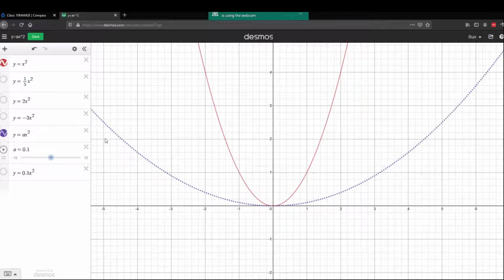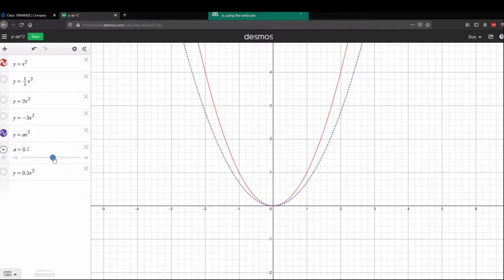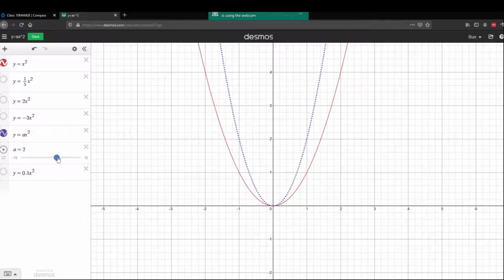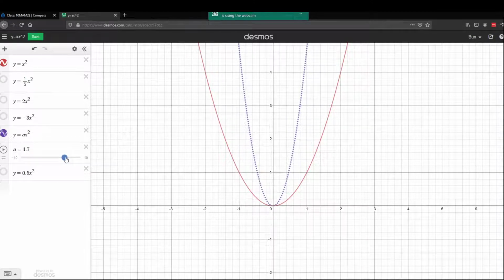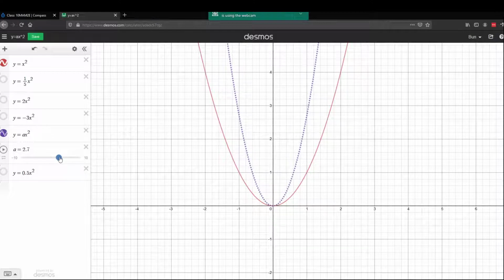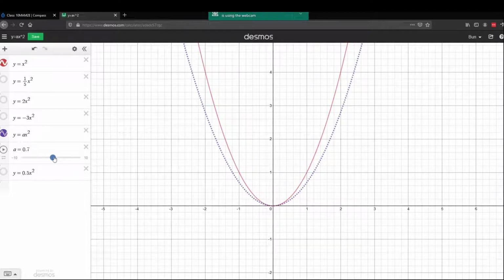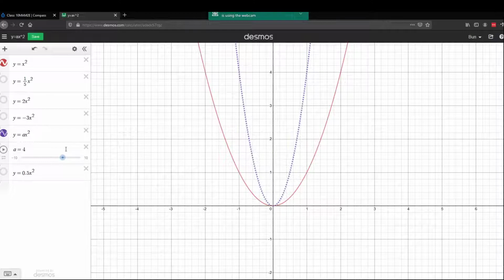I'm changing the value of a. So a is 0.1, and we're looking at the purple dotted line. I'm going to increase that slowly. Now a is equal to 1. Then a equals 2, a equals 4.75, and so on. So we can see from this investigation that if a is greater than 1, then our graph becomes narrower, more squished, right? More narrow.